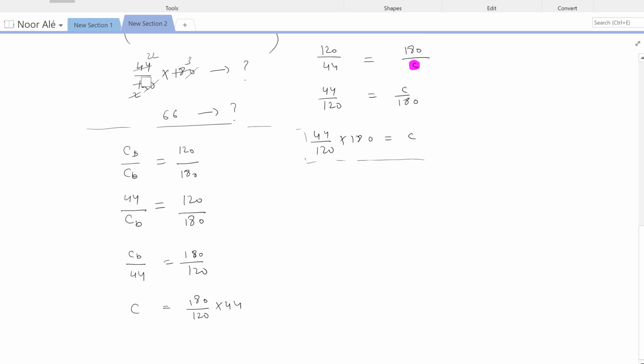You see, the top is 180 and 44, 180 and 44. Bottom is 120, 120. So we are getting ultimately the same thing everywhere. So your cost is the same expression, and the simplification of that is going to be 66. So either way, you will get the answers.